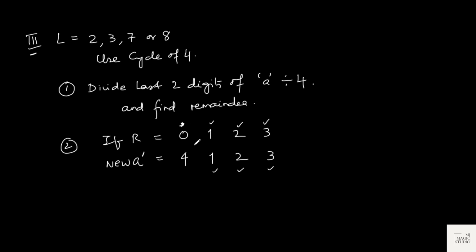But mind it, in case the remainder is 0, that means it is landing on the 4th position on the table, because that number is fully divisible by 4. Then we will not put the new value of A as 0. That is the big mistake. Please don't do it. Instead, the new value of A would be 4.